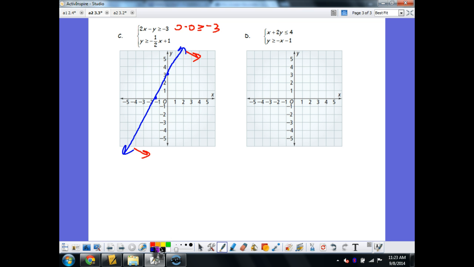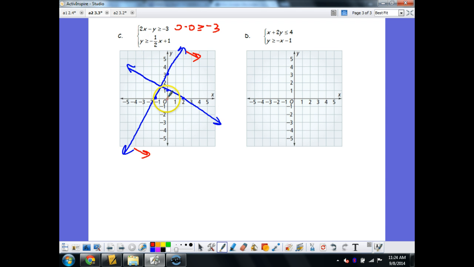Graphing the second line, it's in slope-intercept form, so the y-intercept is positive 1, and the slope is negative 1/2. And that one also is going to be a solid line. So our possible shaded region is either going to be down here. We'll shade down here if 0, 0 makes that second inequality true, or we'll shade up here if it makes it false.